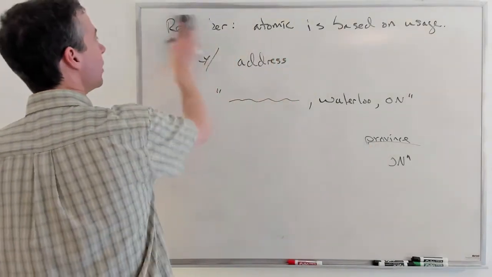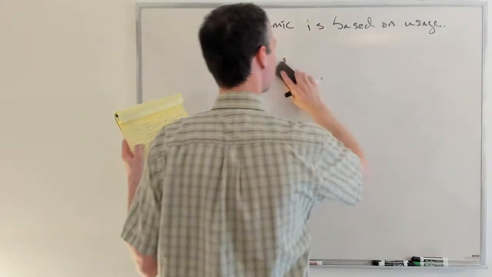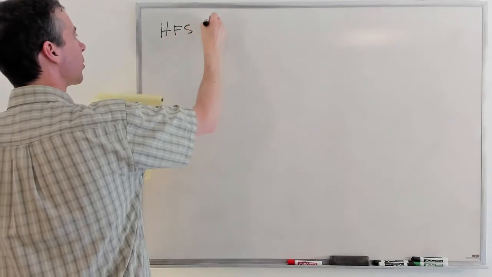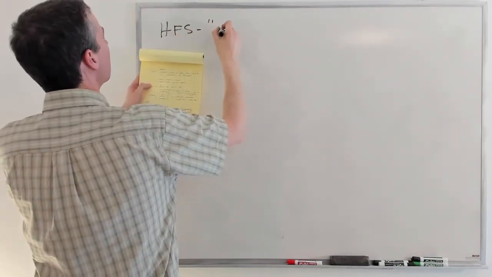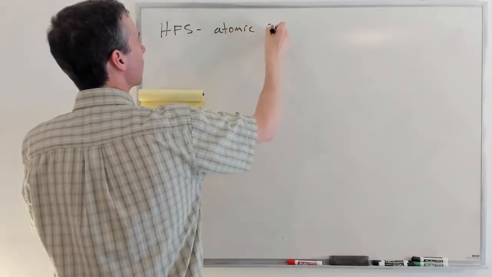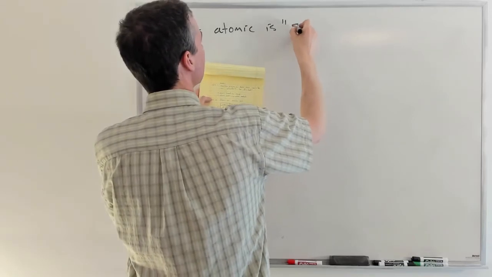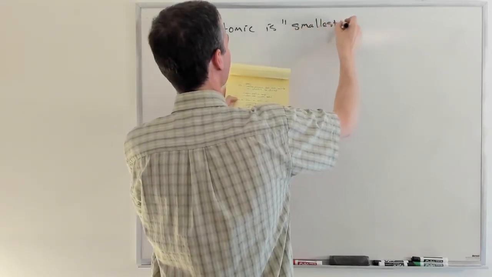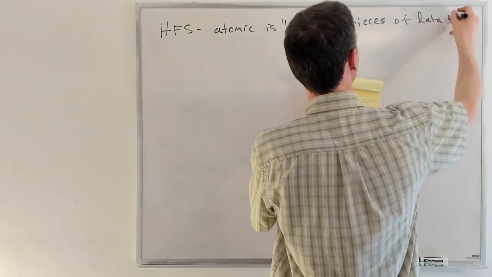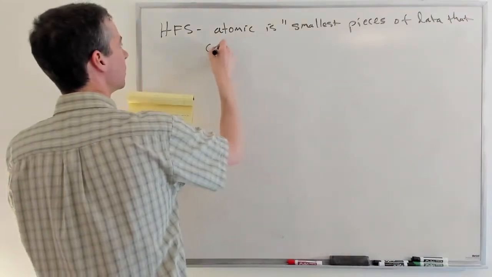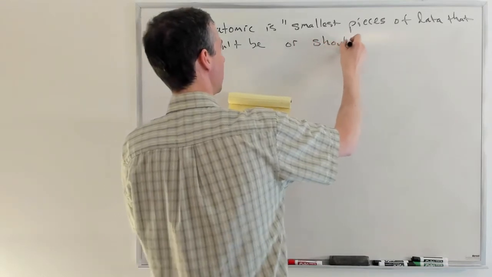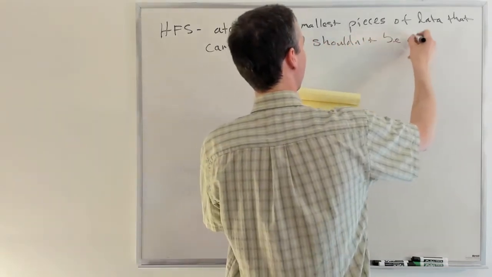So I like this definition to help you remember this for atomic from Head First SQL, which is: atomic means or is the smallest pieces of data that can't be or shouldn't be divided.